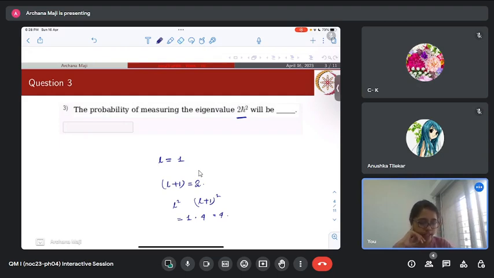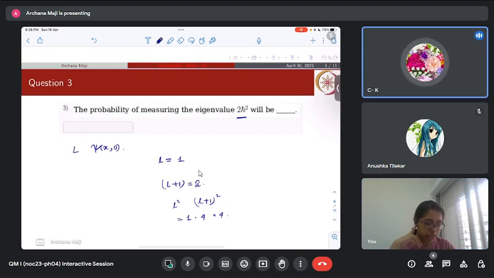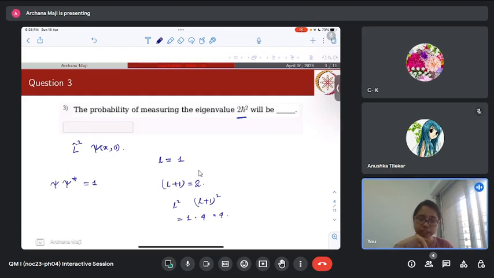So given a state psi, you are measuring psi into psi star, equal to 1. Now you are telling me the orthogonality condition. This is integration dx, sorry, this is how we do normalization of the state psi. We do it in this particular way.